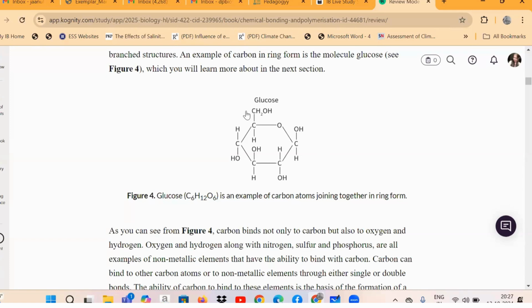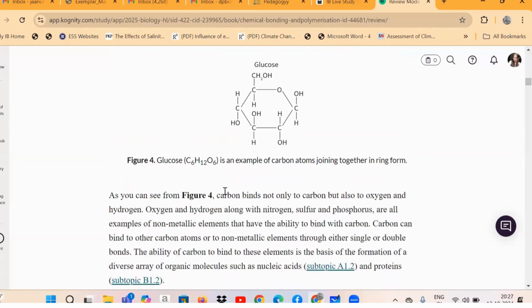Sure. I think the beta one is the one down. This is beta glucose. Also, alpha is the one down. Yeah, alpha will have the OH down in the first carbon atom. So this is beta glucose. Please remember all this. These are important MCQs.